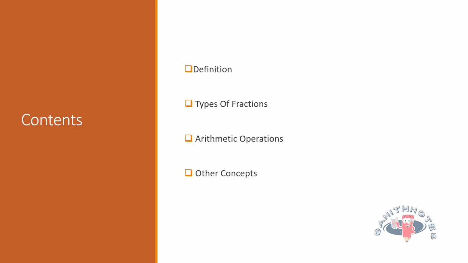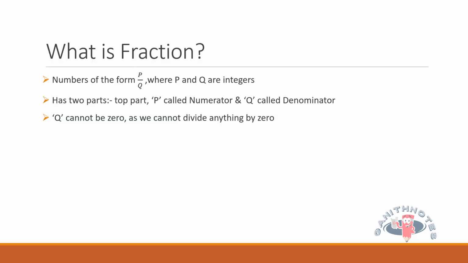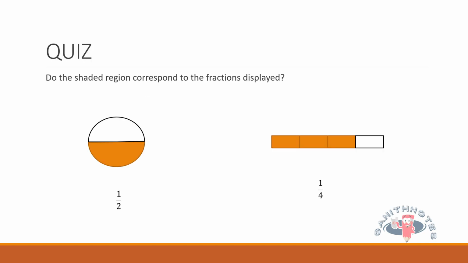So, let's start today's discussion. What exactly is a fraction? A fraction is a number of the form p by q, where p and q are integers. So, we have one value p and we have another value q. This top part p is called the numerator of the fraction, and the bottom part q is called the denominator of the fraction. And as we know, we cannot divide any number by 0. Hence, the value of q can never be 0. It is always a non-zero quantity. So this is the simple definition of a fraction.